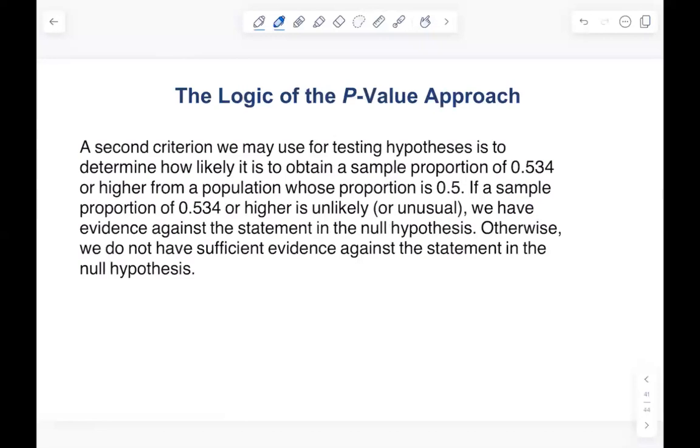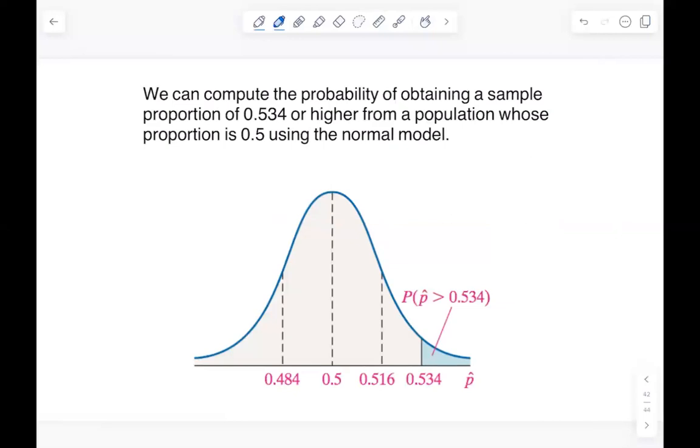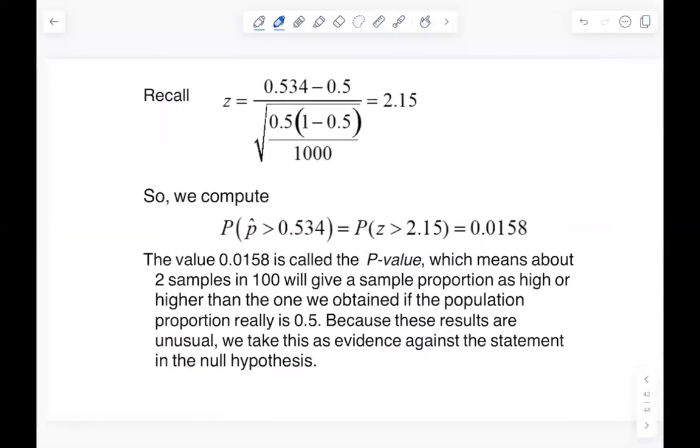Okay. Another way to do it is just determining the probability of it happening, and that is called a p-value. A p-value is the probability of getting that value, given that the population mean or the population proportion is 0.5. Take a look here. We calculated that probability earlier. I'm looking for the probability that our p hat is greater than 0.534.